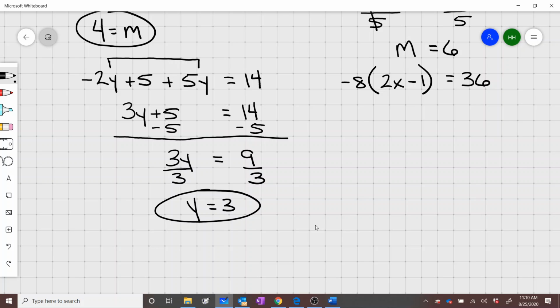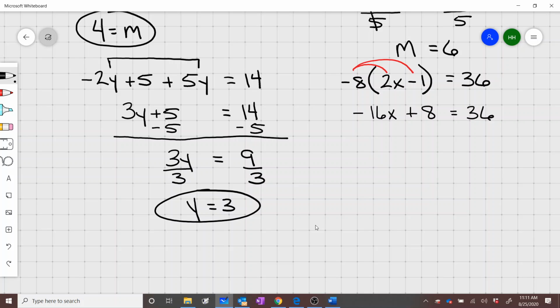Now, a number or a letter next to parentheses means to multiply. So it means you have to take that negative 8 and multiply it by 2x minus 1. That's what's called the distributive property. You have to distribute this negative 8 to the 2x and to the negative 1. Negative 8 times 2x is negative 16x. And now negative 8 times negative 1 is positive 8. And it's equal to 36.